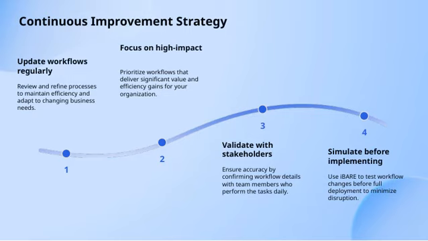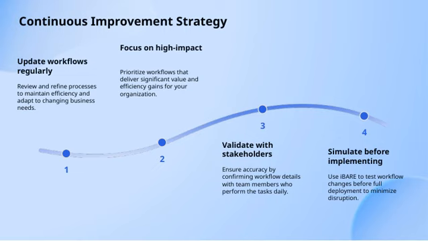Now, let's talk about our continuous improvement strategy. First, it's crucial to update workflows regularly. Business environments are always changing, so keeping our processes current ensures we stay efficient and effective. Next, we want to focus on high-impact workflows. That means prioritizing those tasks that deliver the most value and improvements in efficiency for our organization. By honing in on these, we maximize our resources and results.